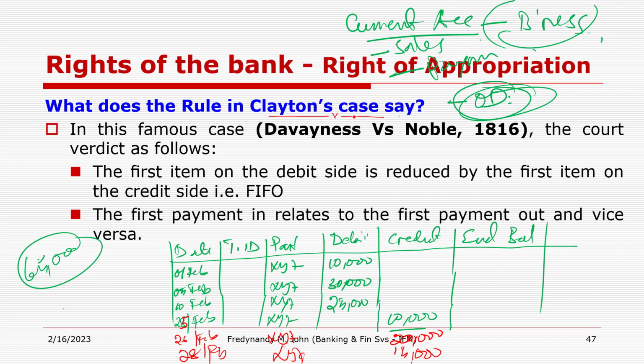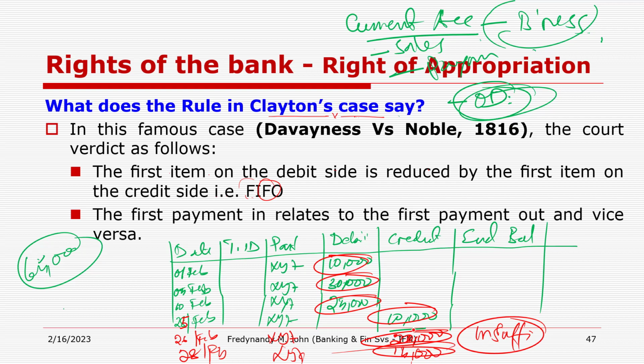Now, if the rule in Clayton's case applies, the rule says the first item on the debit side will be reduced by the first item on the credit side. That is to say, first in, first out. Even though the deposited amounts are insufficient, that is how you are going to appropriate according to this rule, Clayton's rule.